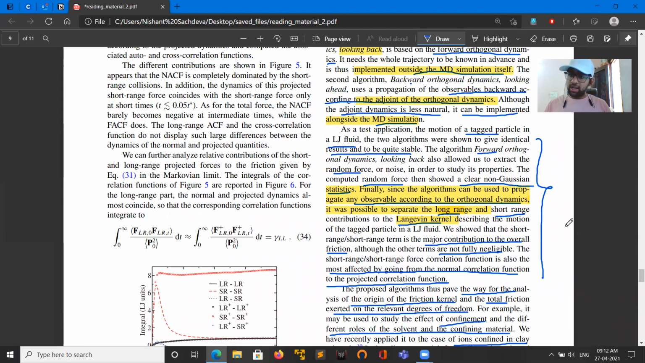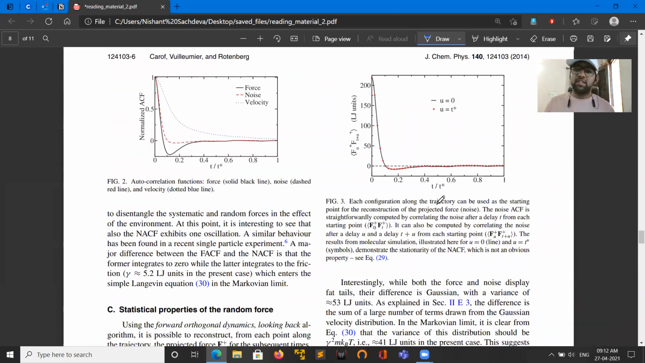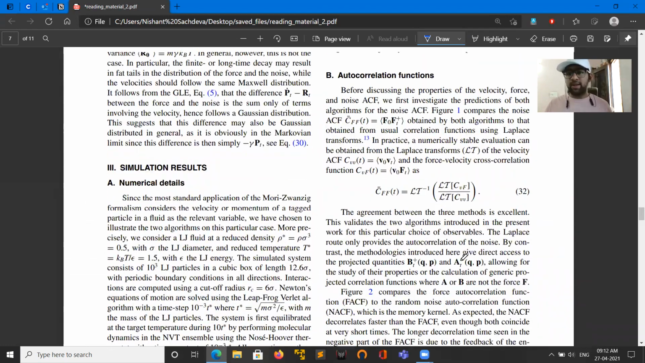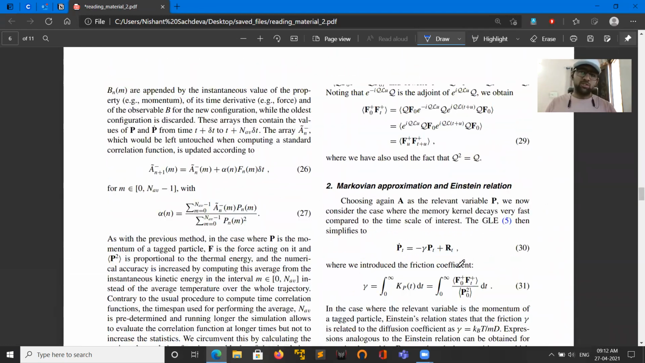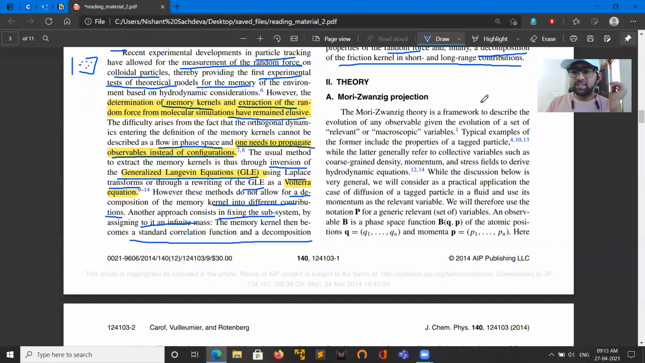So now that we know that, we can actually go and start studying the mathematics of it. It's a bit involved. We're going to have a lot of black boxes, and we're going to have to study outside the scope of this paper to fully grasp what the paper is doing. So we start with the theory now. First part, the Mori-Zwanzig projection.